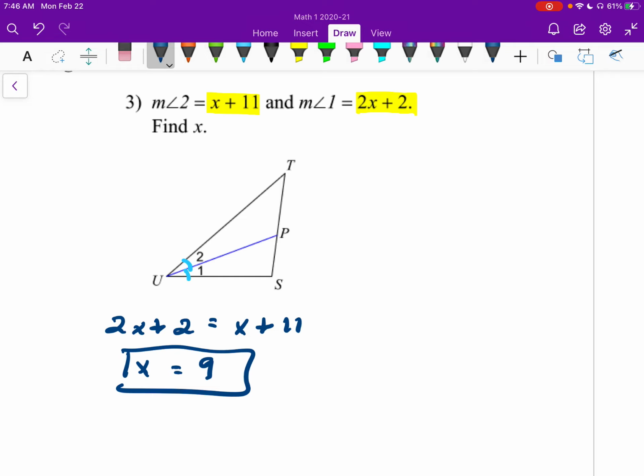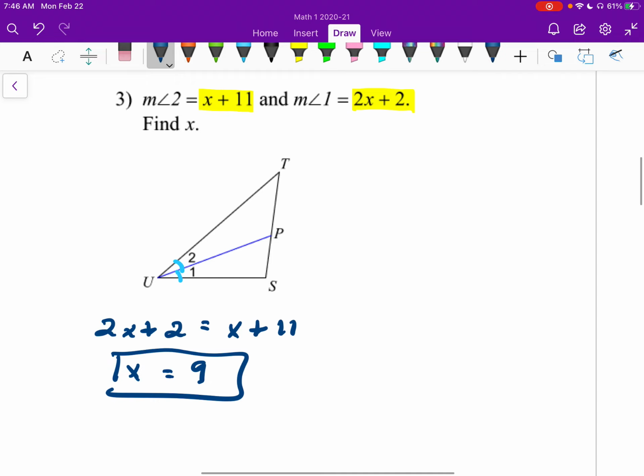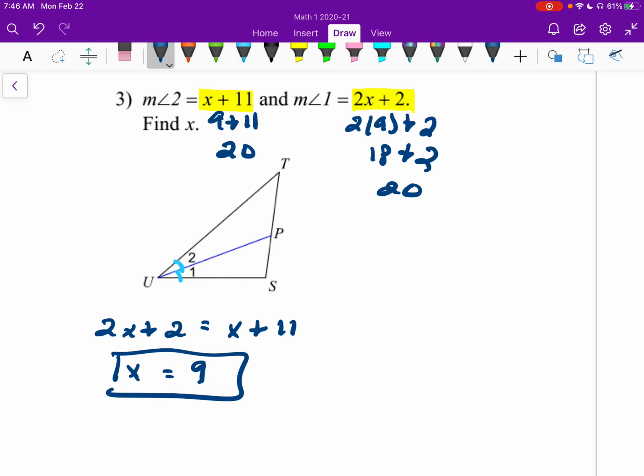Now, just because, let's check our work here. Let's plug our 9 into each of these. So we're going to have 9 plus 11, which gives me, what is that, 20? This will be 2 times 9 plus 2. This will be 18 plus 2, which is 20. So this here tells us that 20 and 20 are the angle measures. They're equal, so that's good, right? So it looks like we did the problem correctly.